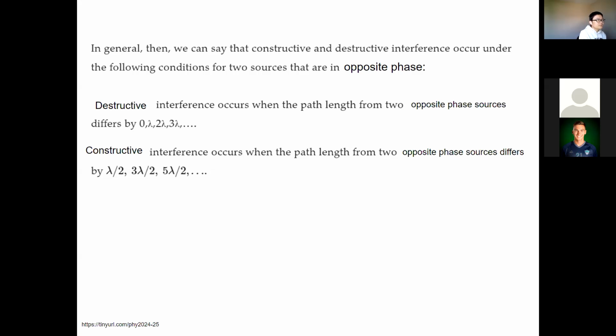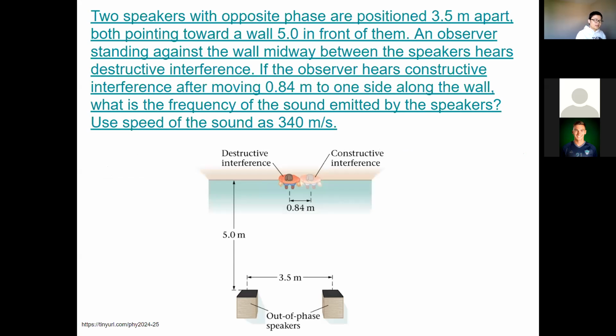All right, so let's take a look at the first example of the day. Here it says two speakers. These are two sound wave sources, and they are out of phase. That means whenever speaker 1 gives out maximum intensity, speaker 2 will give out a wave of minimum intensity. They are 3.5 meters apart, both pointing towards a wall 5.0 meters in front of them. An observer standing against the wall midway between the speakers hears destructive interference.